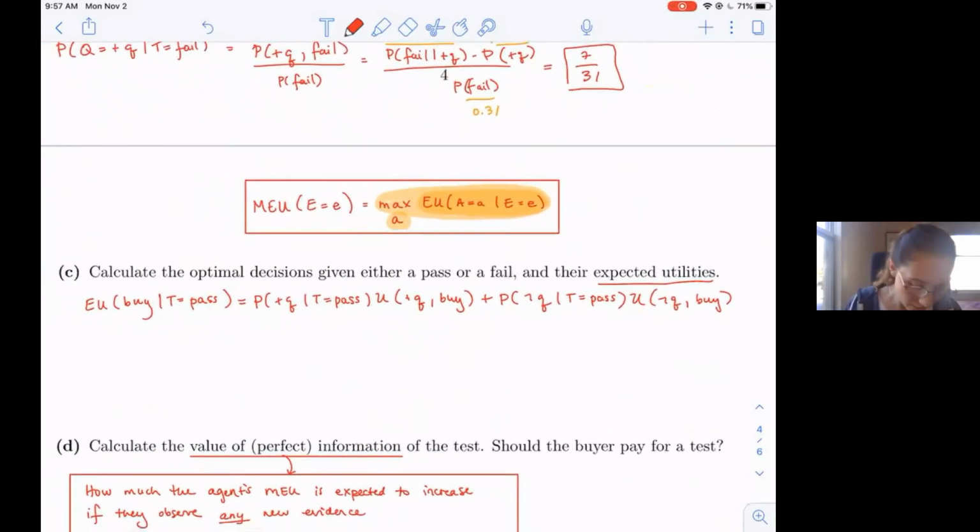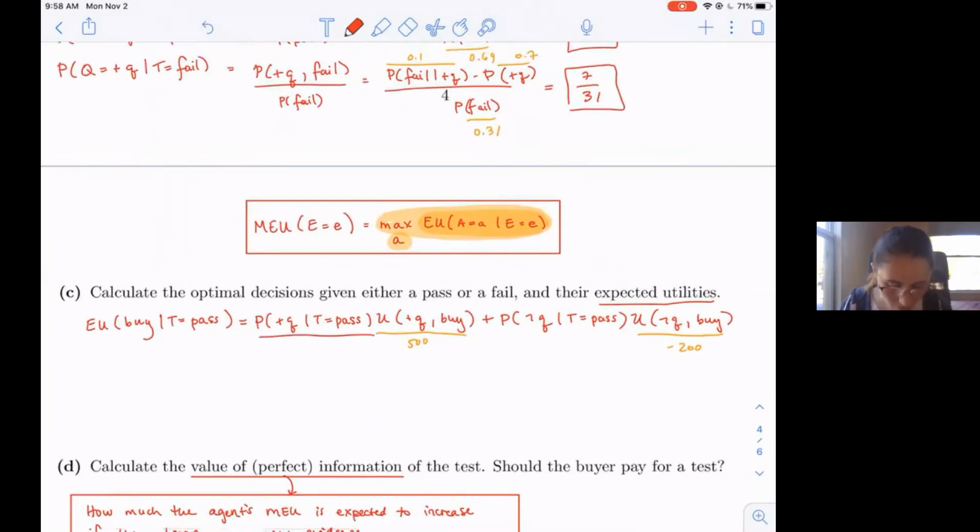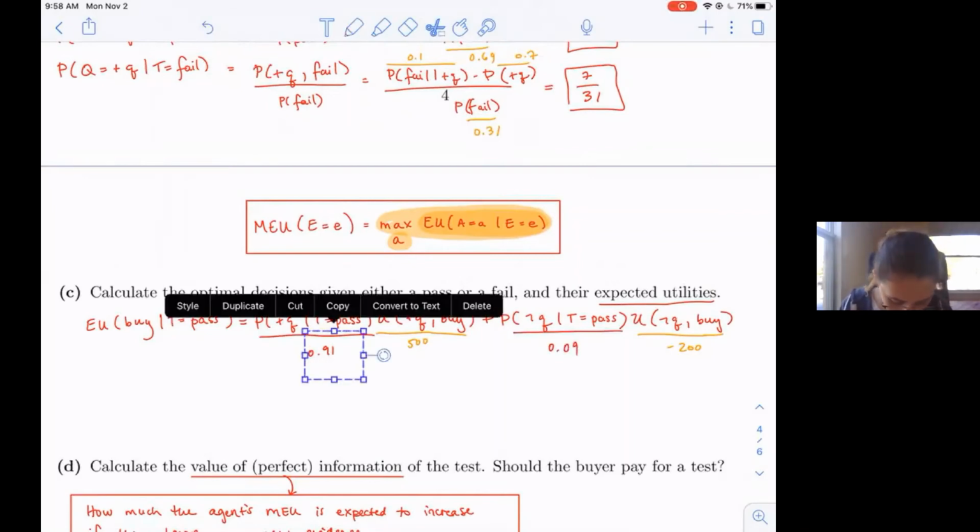All right. If we plug in all these probability values here, we have most of them already on hand. We already know that the utility of buying the car when it's in good quality gives us a total net gain of $500. If we buy the car when it's not in good quality, we lose $200. And then the probability of the car being in good shape given that it passed, we computed above. That's going to be 0.91, and this is going to be 0.09.